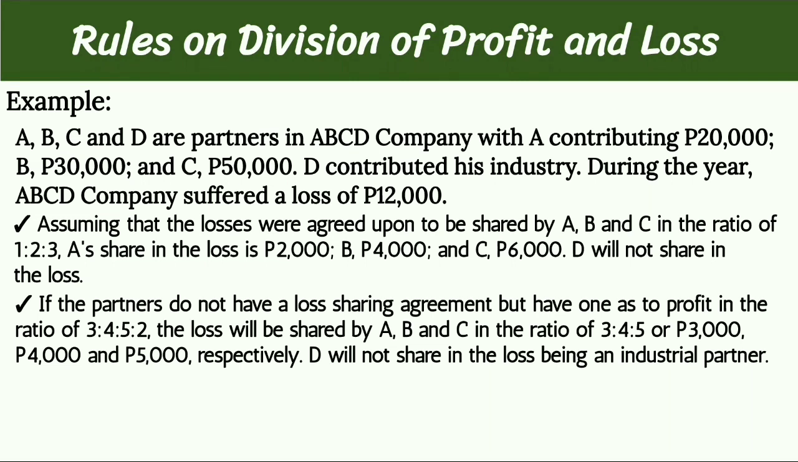Ang share ni A sa loss ay 3,000 pesos. Ang share ni B sa loss ay 4,000 pesos. At ang share ni C sa loss ay 5,000 pesos. So, paano na-compute yung 3,000 pesos? 3 plus 4 plus 5, that is equal to 12. 12,000 pesos times 3 over 12, that is equal to 3,000 pesos. Yung 4,000 pesos naman, that is 12,000 pesos times 4 over 12. Yung 5,000 pesos naman, that is 12,000 pesos times 5 over 12.